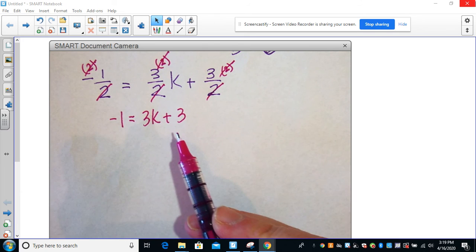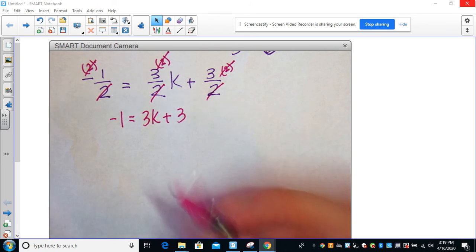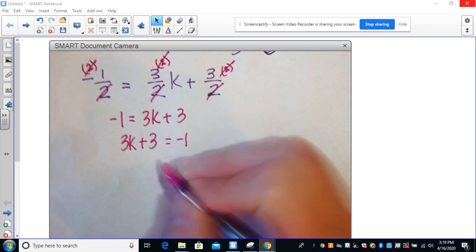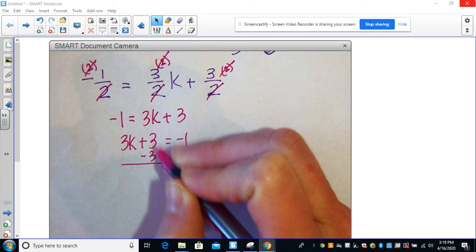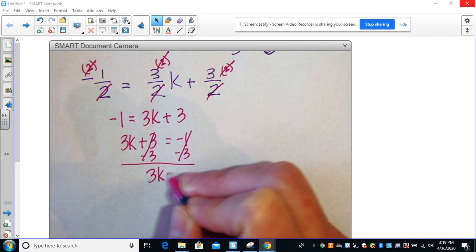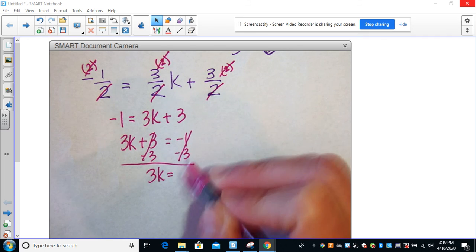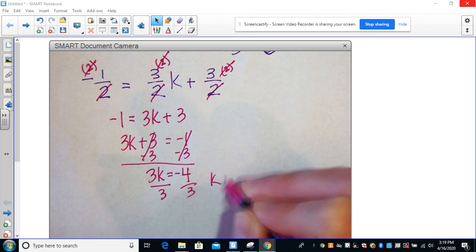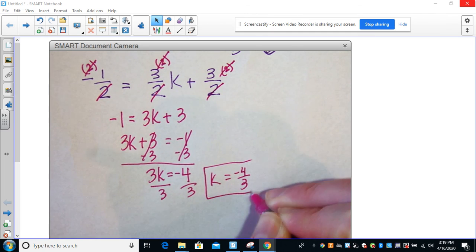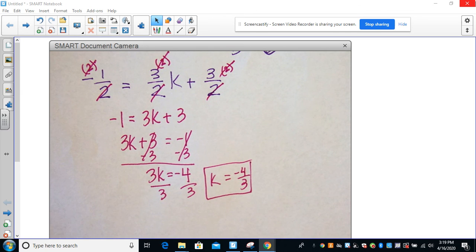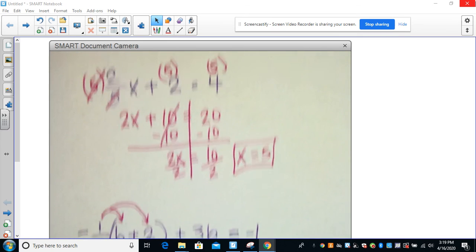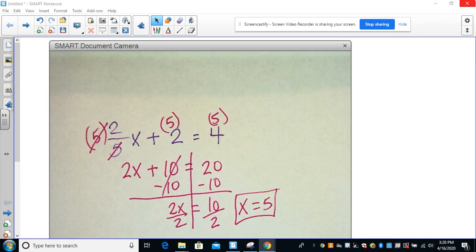Don't let it panic you that you have the k on this side. We can reverse it: 3k plus 3 equals a -1, if that helps. So now we're going to subtract 3 from both sides. And we have 3k equals -1 minus 3, which is a -4. And then divide both sides by 3, and k equals -4/3. So again, don't panic whenever you see a fraction in an equation. All you have to do is multiply every term by the denominator, just like here, in order to solve it and get rid of those fractions.